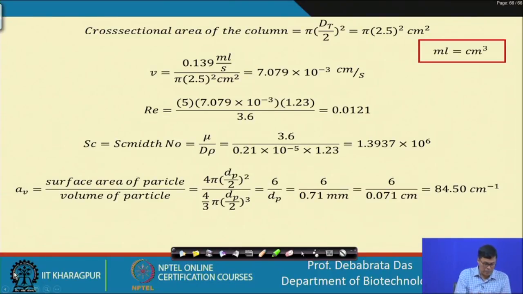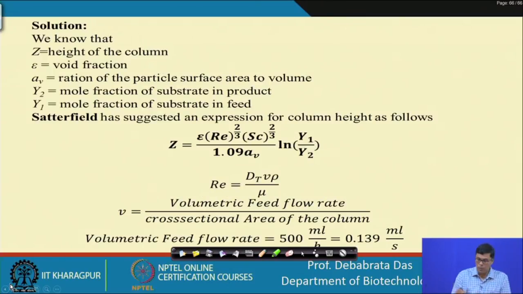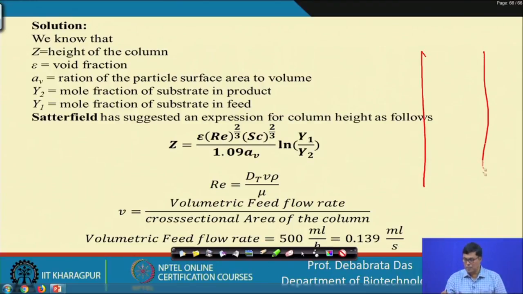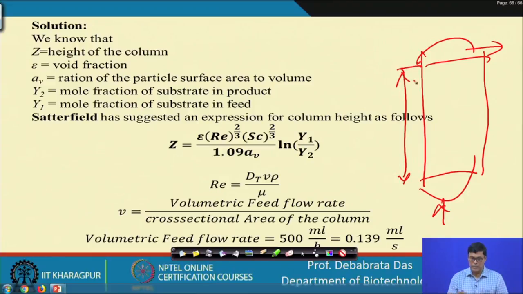The height of the column means, suppose this is the column and you want to pass the substrate here, and you have to find what the height of the column should be to get 60% conversion of the substrate. Here we consider J as the height, and we have the Satterfield equation, where Re is the Reynolds number, Sc is the Schmidt number, Y1 is the mole fraction of the substrate in the feed, and Y2 is the mole fraction of the substrate in the outgoing stream.